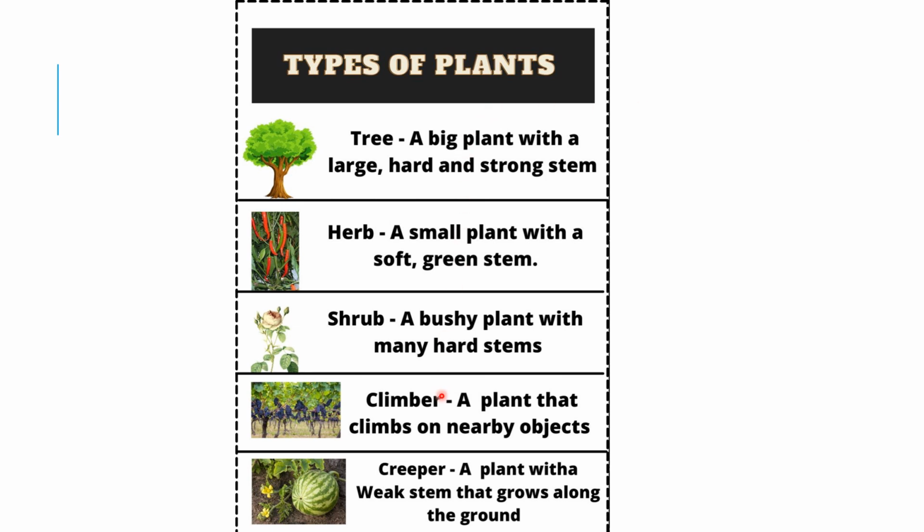In general, a tree is a big plant with a large and hard stem. Herbs are small plants. A shrub is a bushy plant. Climbers climb on any nearby object to grow. And a creeper creeps along the ground and grows horizontally. In detail, we are studying these in the coming slides.